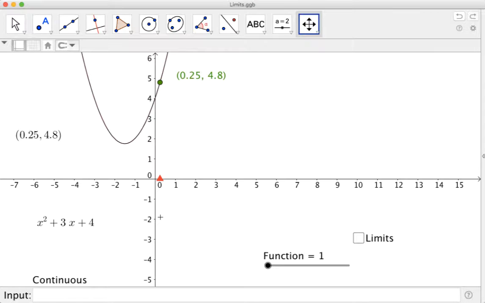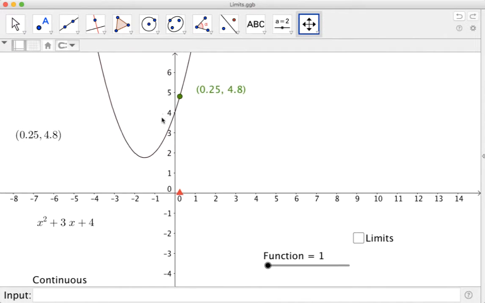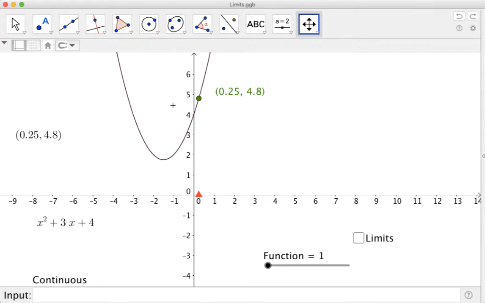Okay, so now let's take a look at just some basic functions and talk a little bit about limits. So here we have x squared plus 3x plus 4. It's a continuous function. It's defined over the entire domain of the set of real numbers. And any limit can be evaluated just by plugging in the value for x.